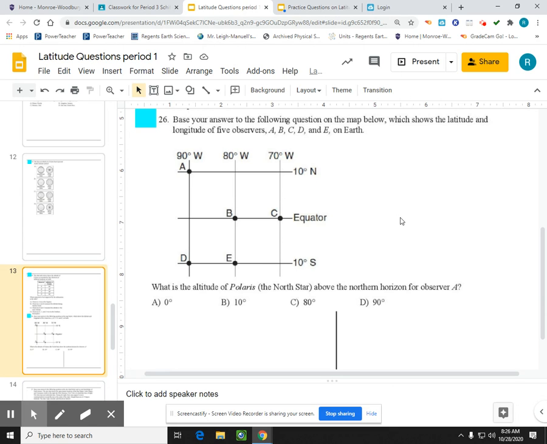Number 26, base your answer on the following questions on the map, which shows the latitude and longitude of 5 observers, A, B, C, D, and E on Earth. And the question is, what is the altitude of Polaris above the northern horizon for observer A? So since we are dealing with the altitude of Polaris, we're dealing with latitude. If they're 10 degrees north latitude, they're going to see Polaris at 10 degrees.